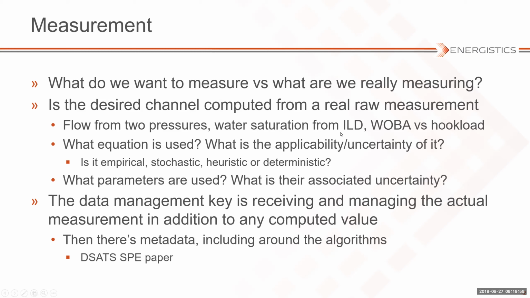So the first one is this distinction between what do we want to measure versus what we can really measure. People are sometimes surprised to learn you can't measure flow rate. Flow rate in a pipe, flow rate in a well bore, there isn't a way to measure it. The way that we measure it is by measuring two different pressures and taking the difference between them, and I'll show you that in a moment.